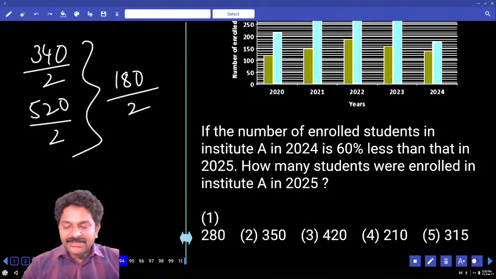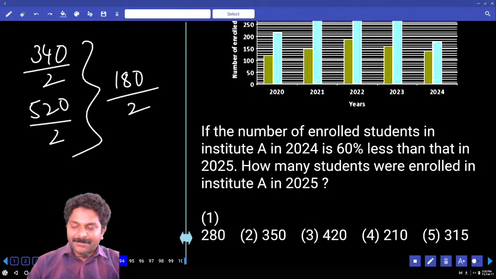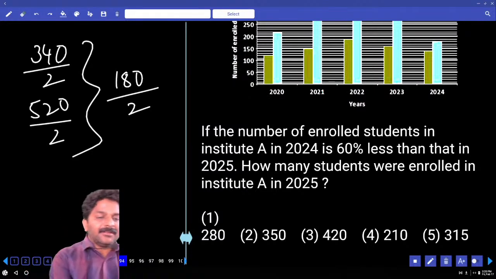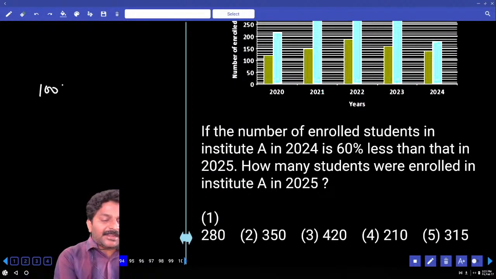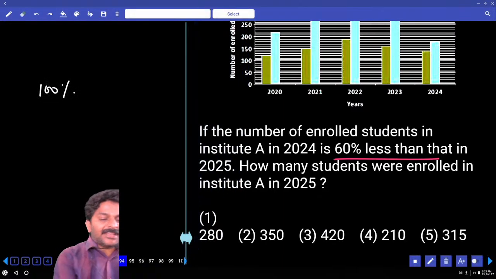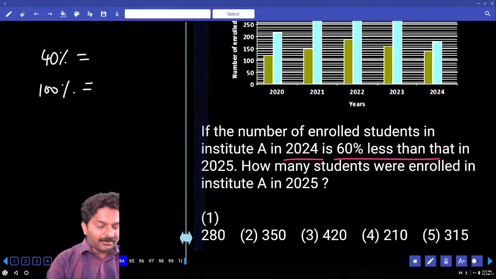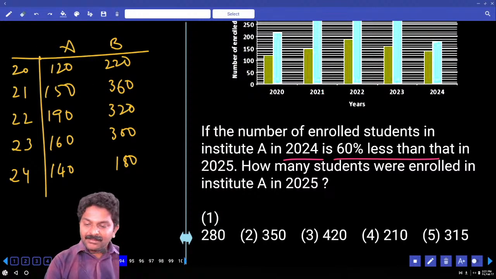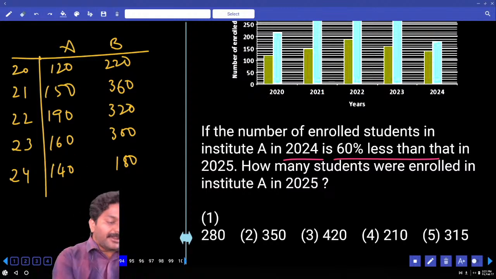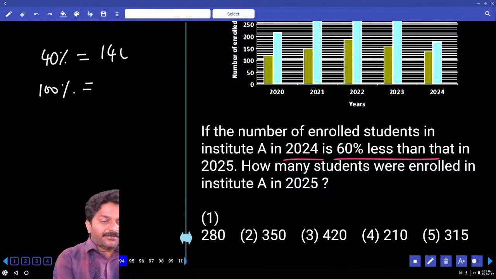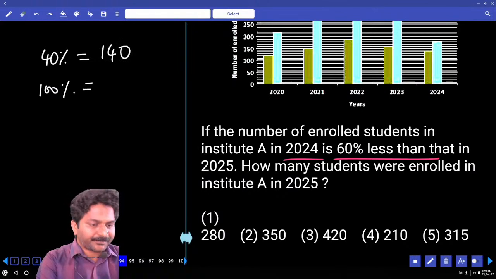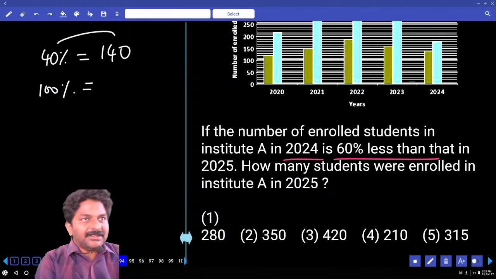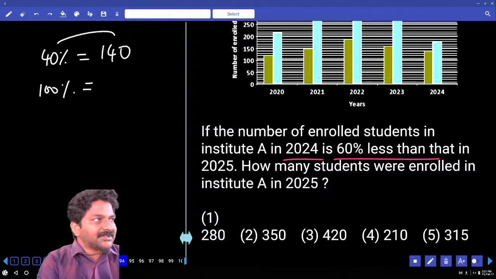The number of enrolled students in Institute A in 2024 is 60% less than that in 2025. In 2025, if it's 100%, 60% less in the sense 40%. 40% will be there in 2024. According to the data, Institute A, we have 140. This is equal to 140 and we need to calculate 100%. Do you have any direct relation? 3.5 times. 100 times 3.5, 350.